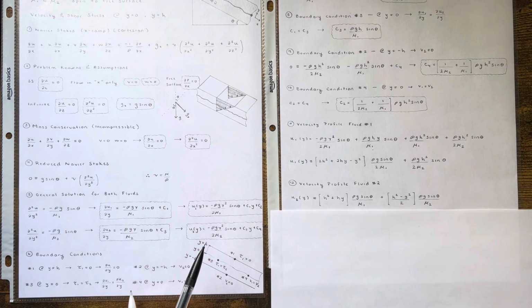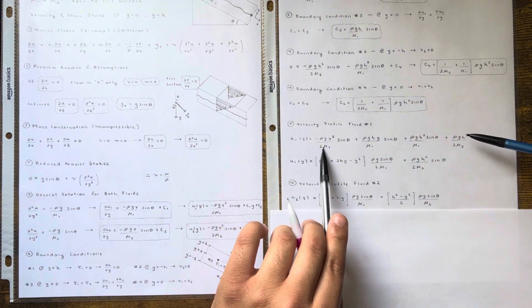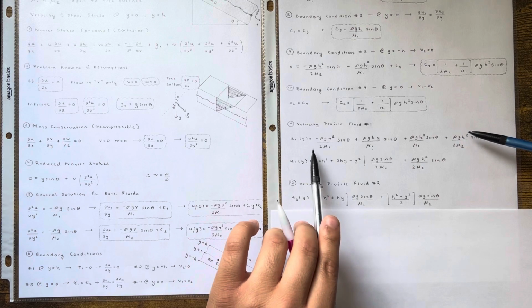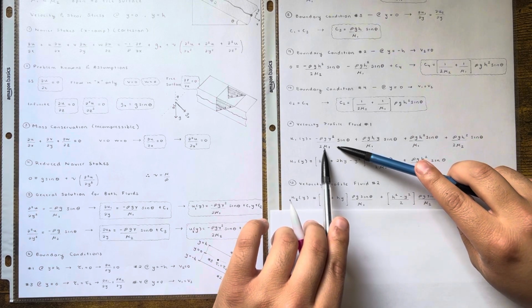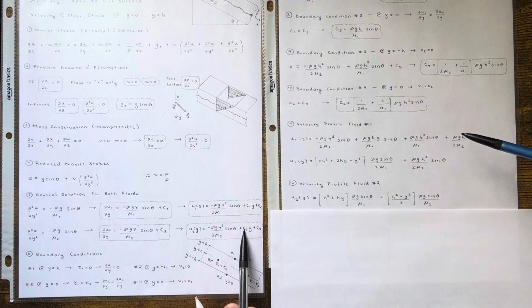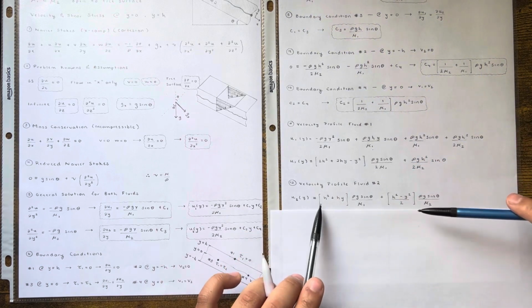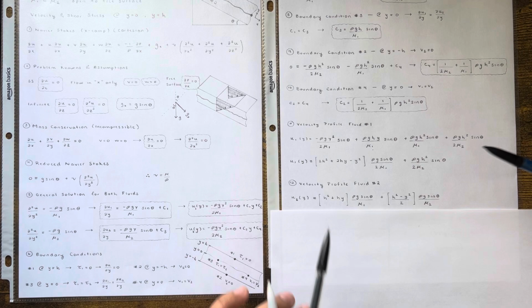Now, the same thing for velocity profile number 2. The only thing that changes is that this one right here is a 2 mu 2. Everything else is the same, right? Because 2 mu 2 plus C3, which is the same as C1, plus C4, which is the same as C2. So I was able to do that, and that is what you get. Just go ahead and trust me. Do it yourself if you don't believe me.